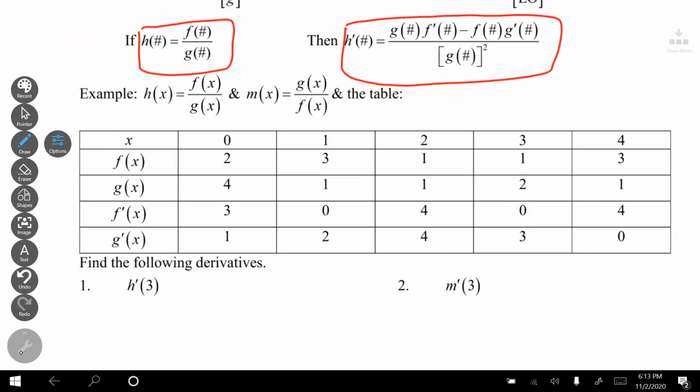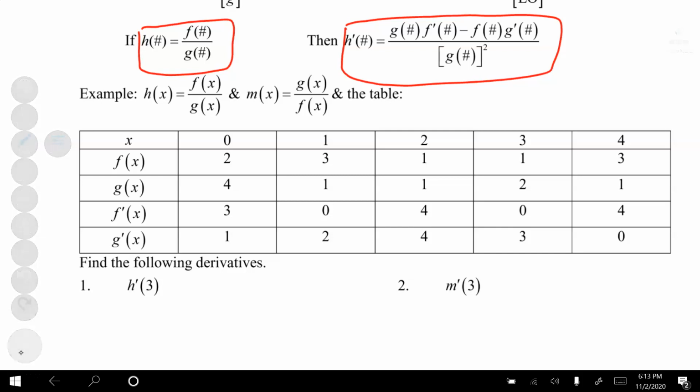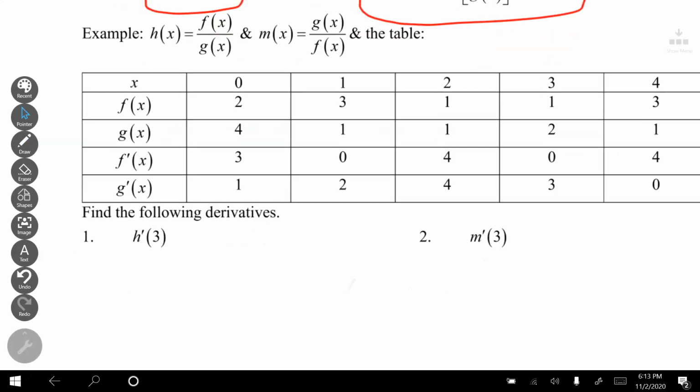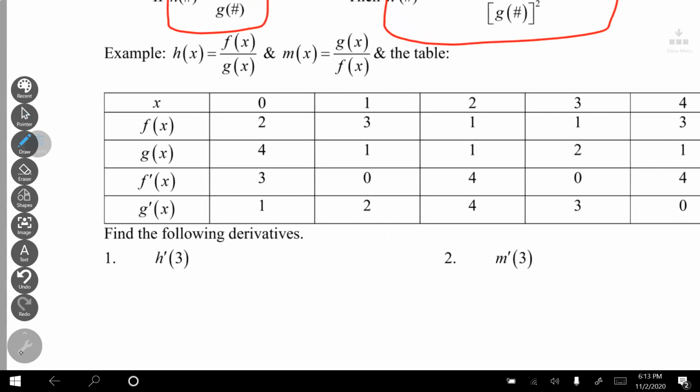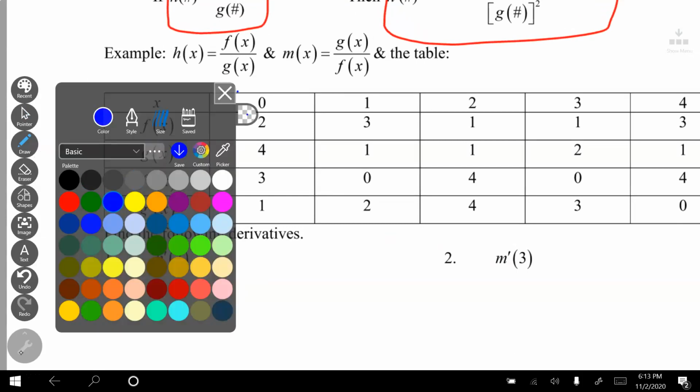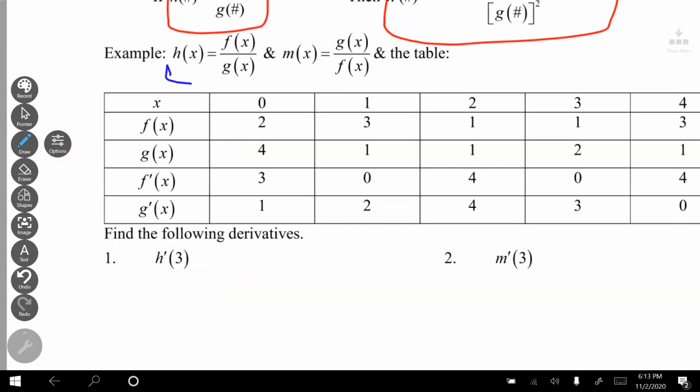So now we're going to work with the quotient rule, where we have a numerator and denominator function, and my rule is basically the same as before. Low d high minus high d low over low squared. So when I work with this, well, I'm given h and m is defined as given.